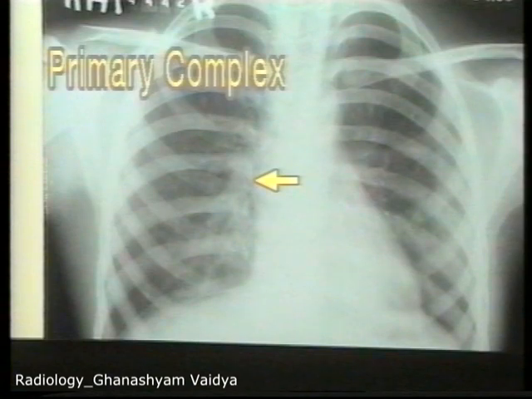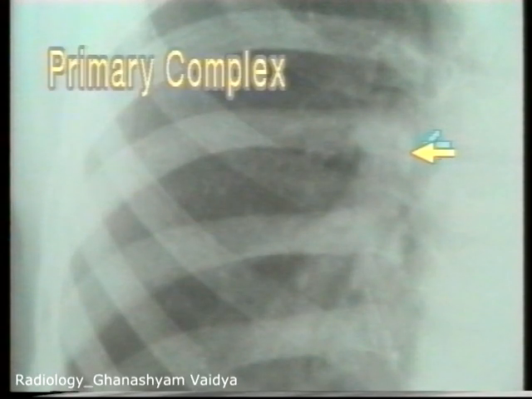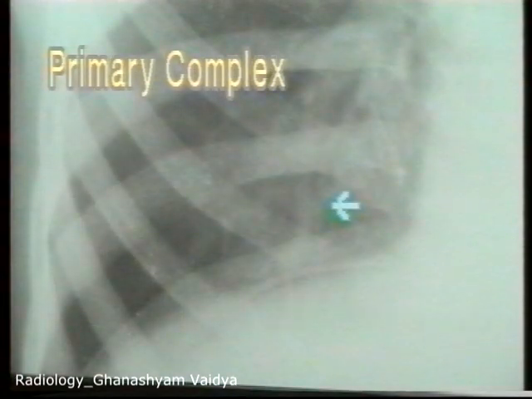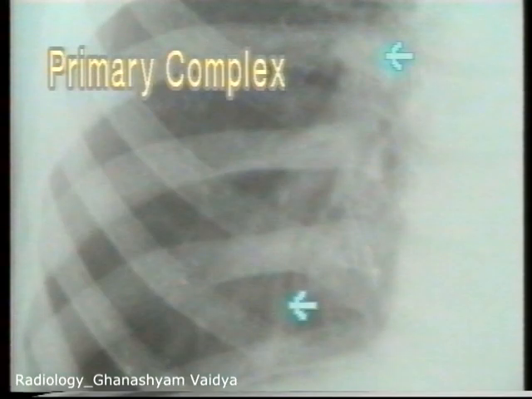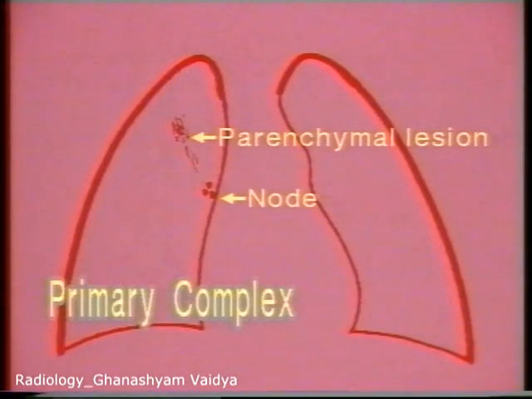Let's have a closer look. These are hilar lymph nodes seen as well-defined nodular dense radio-opacities in the region of the hilum in line with the parenchymal lesion. The blue arrow shows the parenchymal infiltration in the lower lobe. And here we see both the lesions together, the parenchymal lesion and the hilar lymph nodes. So, a primary complex has a parenchymal lesion and enlarged hilar nodes.